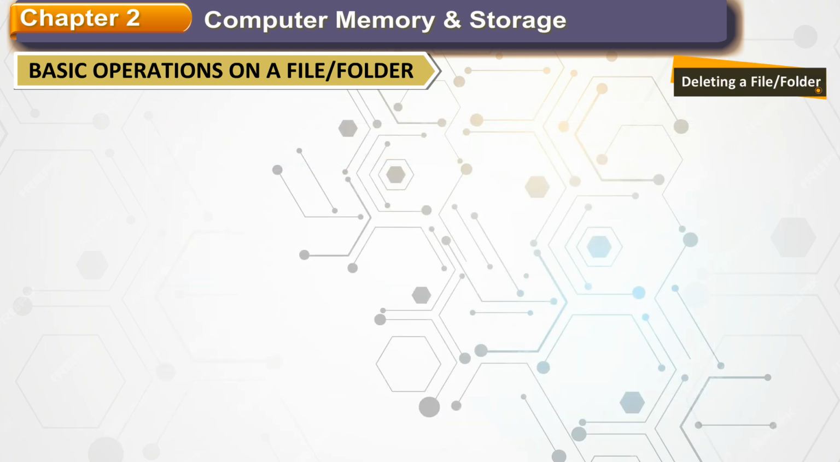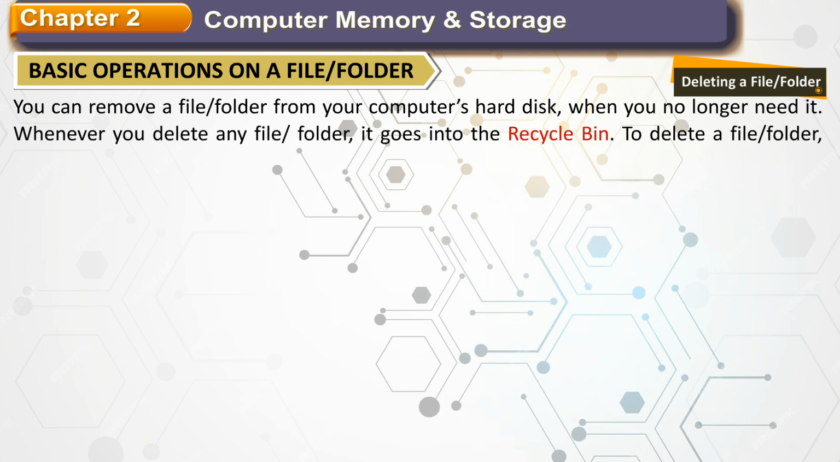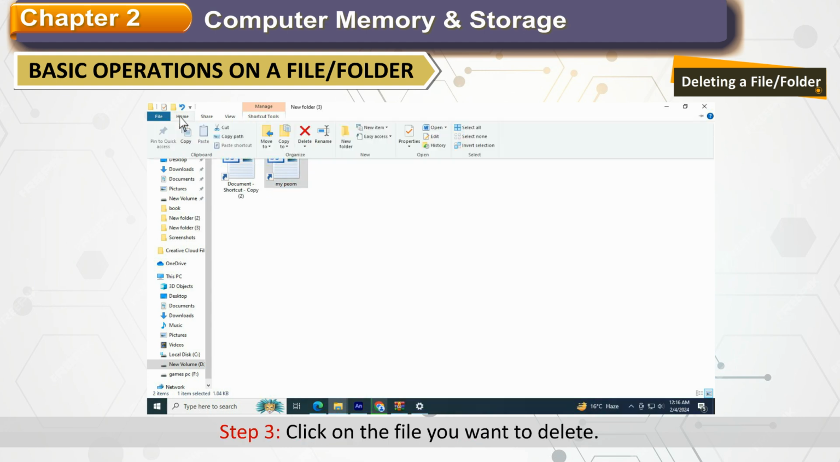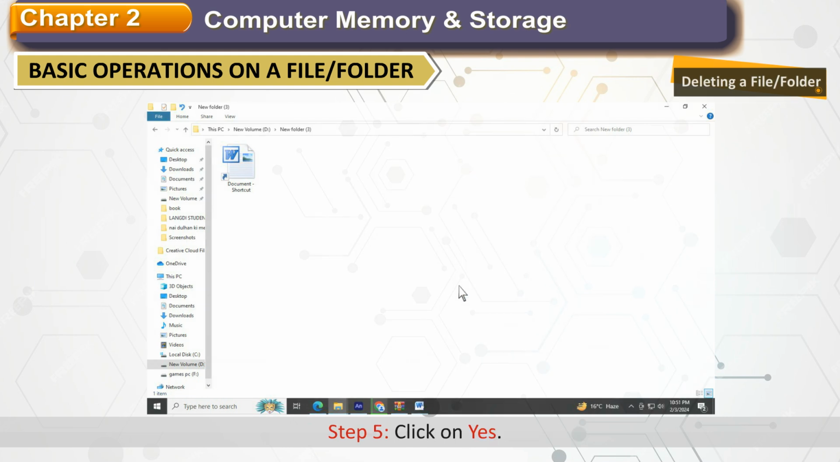Deleting a file or folder. You can remove a file or folder from your computer's hard disk when you no longer need it. Whenever you delete any file or folder, it goes into the recycle bin. To delete a file or folder, follow these steps. Step 1. Select the file or folder you want to delete. Step 2. Click on Home tab. Step 3. Click on the file you want to delete. Step 4. Click on Delete command in the Organize group. The Delete File dialog box will appear. Step 5. Click on Yes.